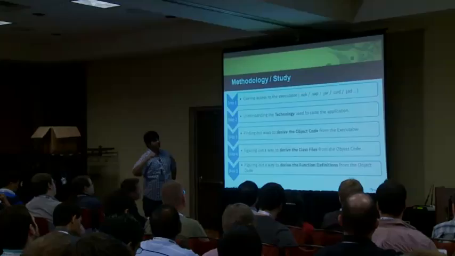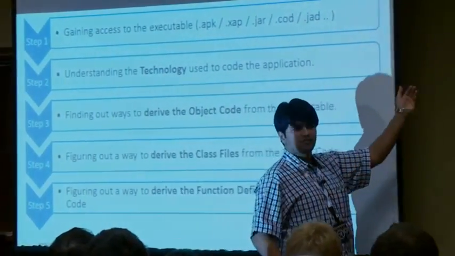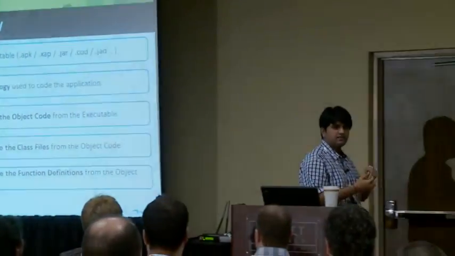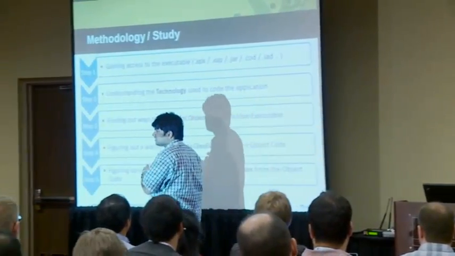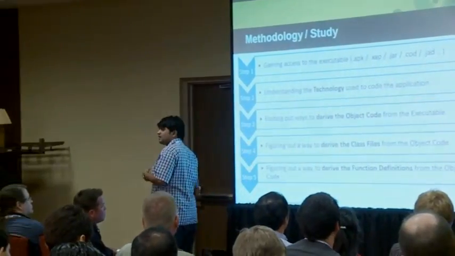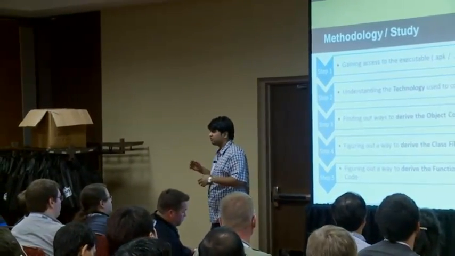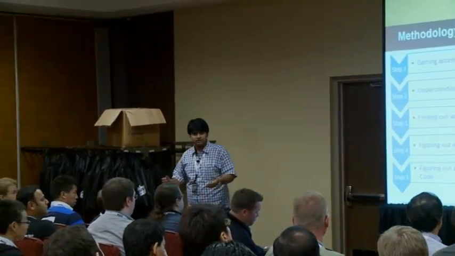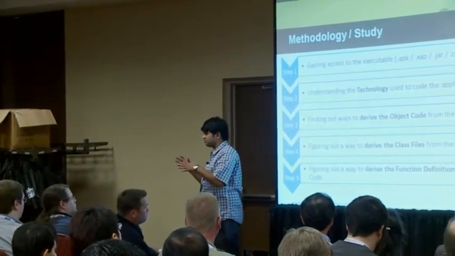Okay. Then understand the technology used to code the application. Has it been developed in Java? Is it coded in C, C#, Cocoa for iOS, Blackberry language, .mod files? Then what else? Windows Phone C#. Which language is it using? What is the technology? Is it .NET? So you need to understand what technology it is using.